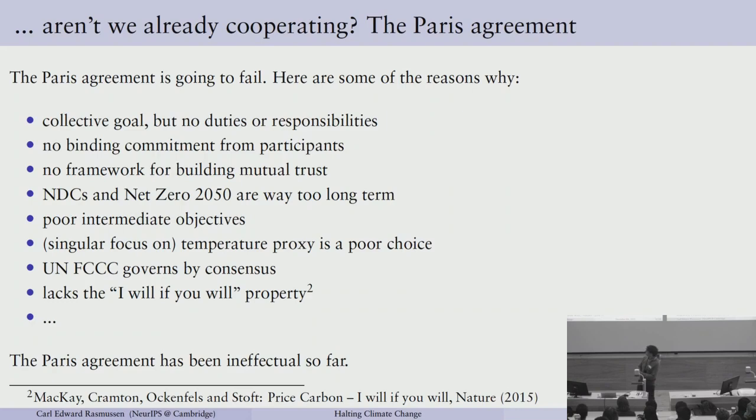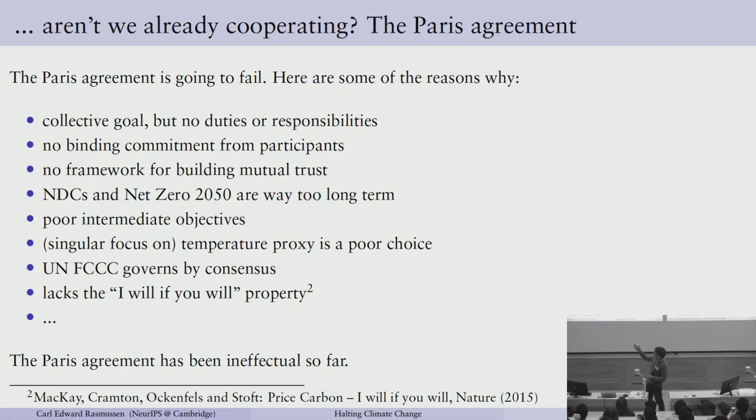So here are a number of the reasons. I'll only talk about a few of them. I have more objections to the Paris Agreement if you want to talk to me later. So first of all, there's a collective goal, but there are no duties or responsibilities. Anybody who's ever organized anything knows that you have to have responsibility. You cannot just say, well, we agree that something needs to happen, and then hope. That's not going to work. Everybody knows that that's not going to work.